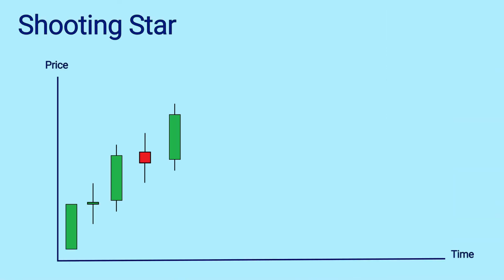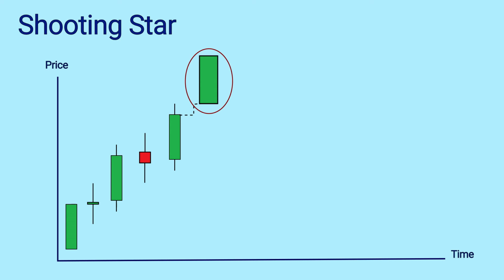In the case of shooting star, what happens is that first there has to be an uptrend. Now a gap up opening is there. Earlier it was gap down in the case of a hammer. Now in the shooting star, a gap up opening should be there, and the prices should move higher with the bullish trend that is already there.